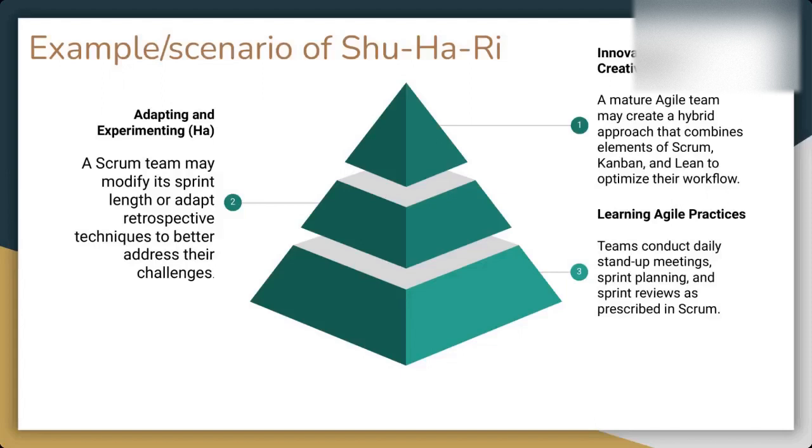So this is the stage of innovation, and the team may be able to pull off these different innovation ideas at this stage, because this team has transitioned from the earlier stages into the Ri stage, which is the last stage, where they are making their own rules and processes which best fit their project needs, right? So this is the last stage.